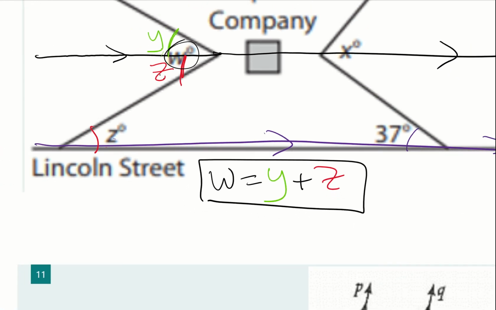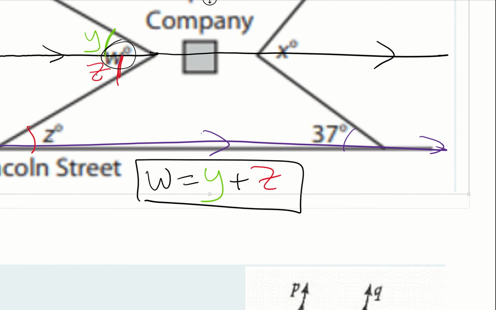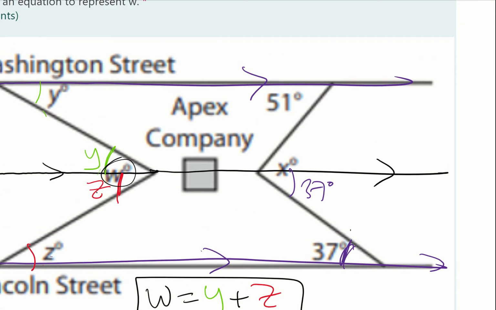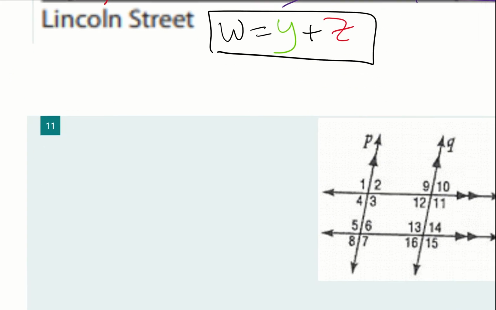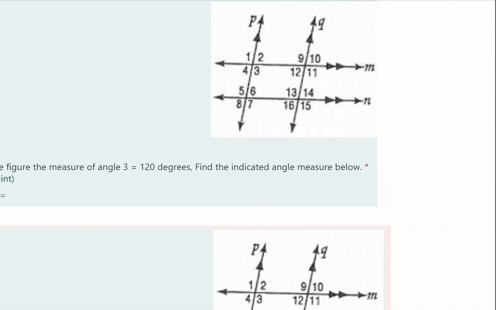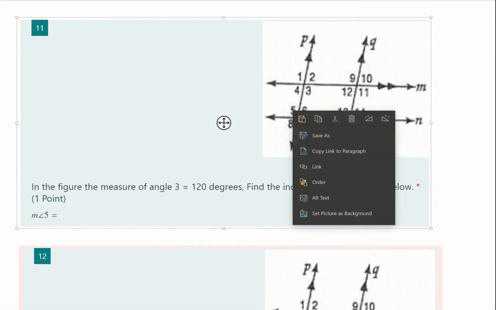There you go. And that's how you do it. Similarly, if I wanted to find X, well, if this is 37, then that means this is 37 by alternate interior angles. And if this is 51, well, this is 51. And so X is equal to 51 plus 37. All right, so I showed you that little trick for that previous problem.